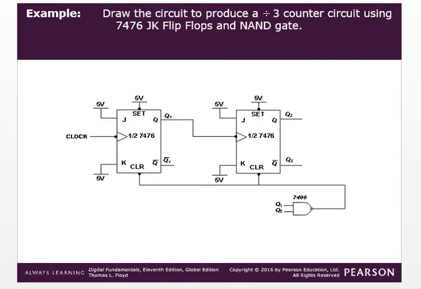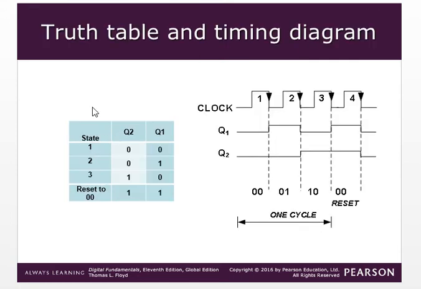Let me tell the truth table. As I told before, a mod 4 counter has 4 states. What are the states? 00, 01, 10 and 11. But after that, reset. But what about a mod 3 counter? A mod 3 counter has only 3 states. What are they? 00, 01, 10, and then no 11. So this 11 will be reset to 00.